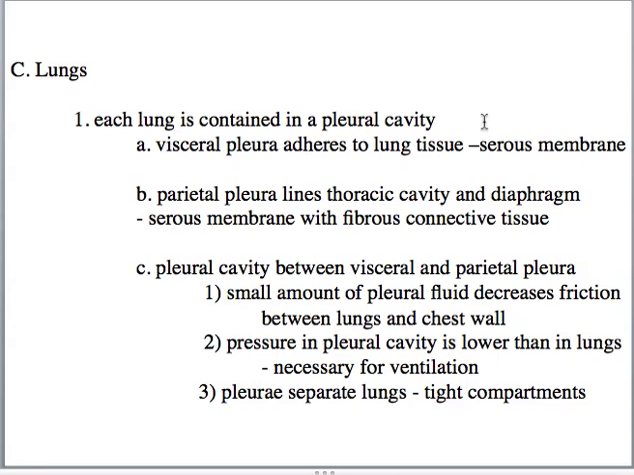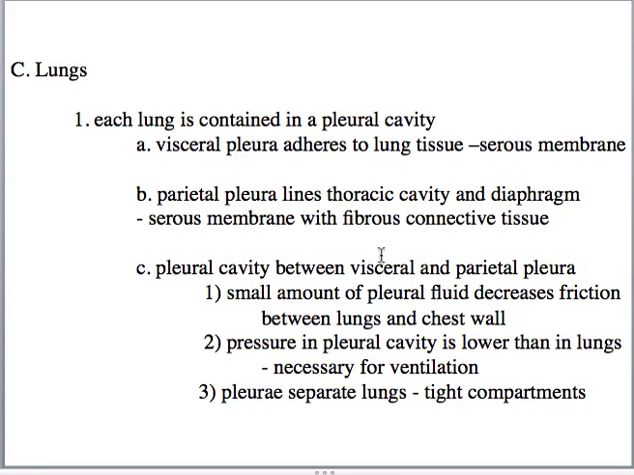The visceral pleura is a membrane that is on the surface of the lung tissue. It is a serous membrane, meaning a membrane that secretes a watery fluid. And then there's the parietal pleura, which lines the thoracic cavity. That would be your chest cavity. And also it will cover the diaphragm from the inside part of the chest cavity there.